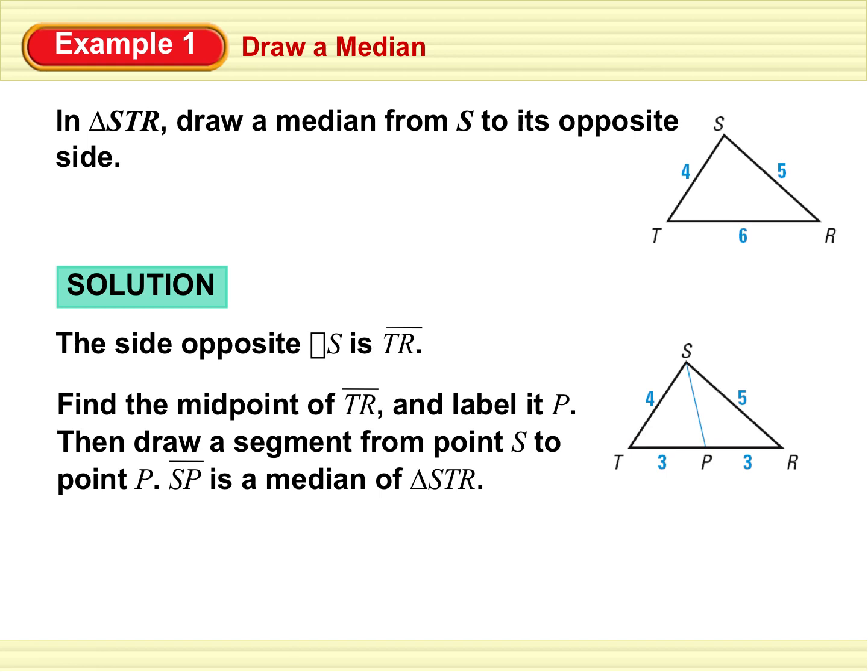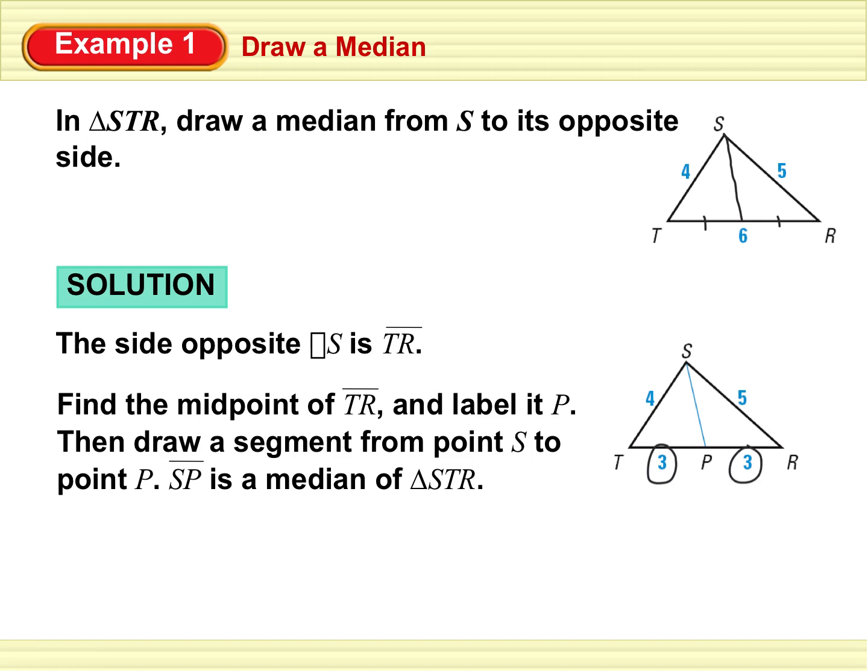Medians: what they mean by drawing a median from one angle across. From one angle, I'm going to go from angle S across to the other side. What happens with that median is it splits that side in half. It starts as 6, and 6 divided by 2 gets you 3 and 3.